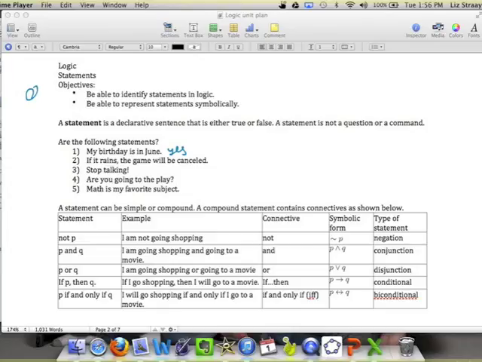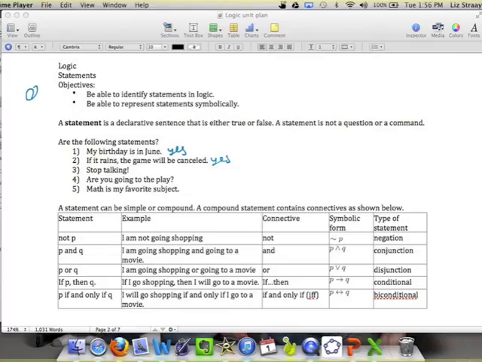If it rains, the game will be canceled. Is that a statement? Yes. It is. It's not a command. It's not a question. It has a condition to it that if it rains, then something may happen. But a conditional statement is still a statement.